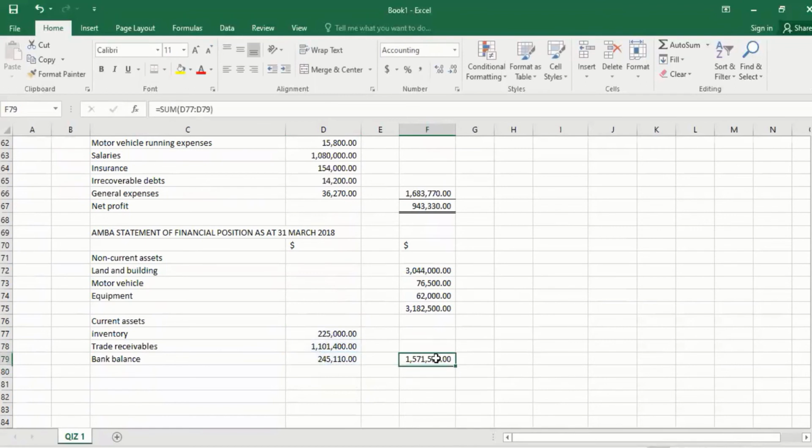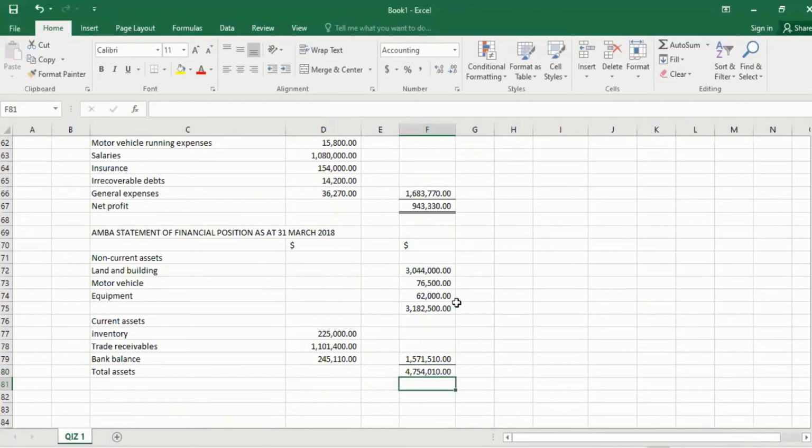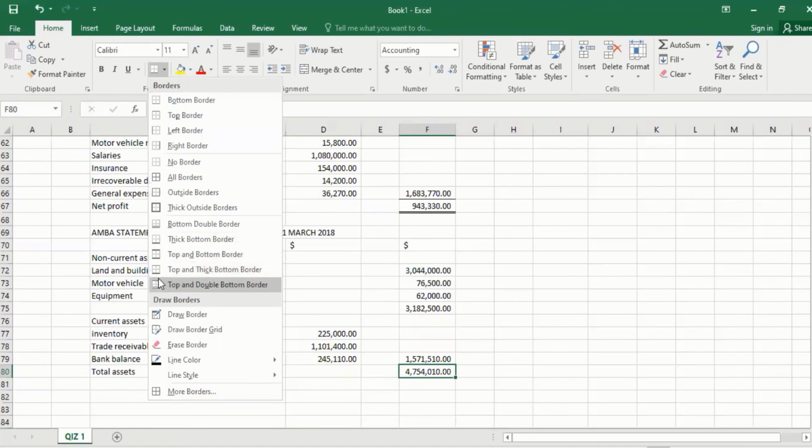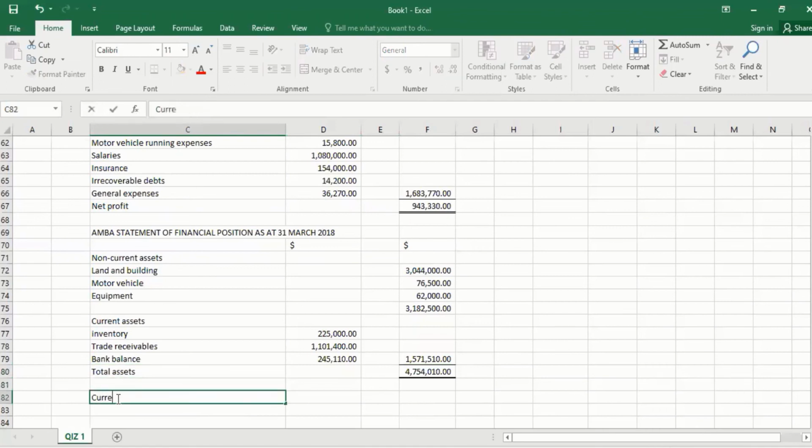Then I can have the total assets. The sum of these is given there, and therefore we can have this total assets. Then we can have the current liabilities.